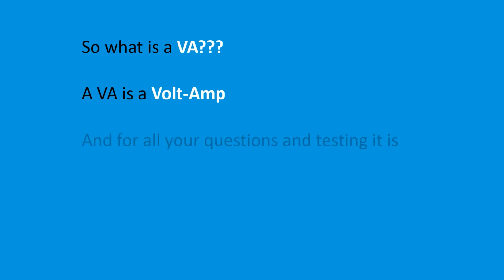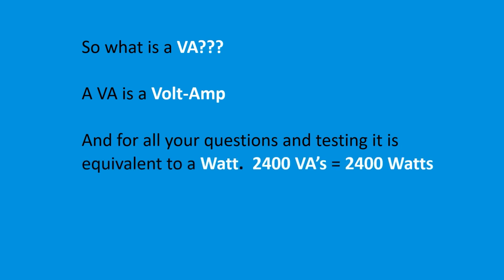So what is a VA? A VA is a volt amp. And for all of our questions when we're doing our testing and in the general electrical field, it's going to be equivalent to a watt, okay? Now, when you get into other areas, they may have a different opinion, but for all of your testing and when you're dealing with the electrical industry, a VA and a watt are going to be equivalent. So we have 2,400 VAs, that's going to equal 2,400 watts.